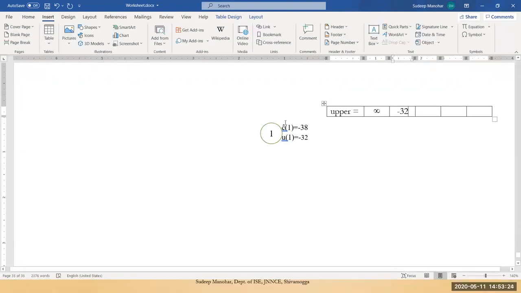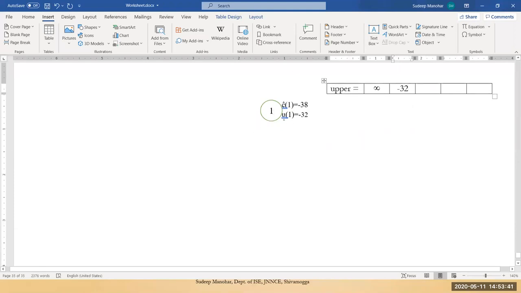Next, compare c of x with upper, whether c of x is greater than upper. Whether minus 38 is greater than minus 32? No, minus 38 is lesser. Okay, on the negative side, minus 38 becomes lesser, minus 30 is greater. So this remains as it is. You are not killing the node x.